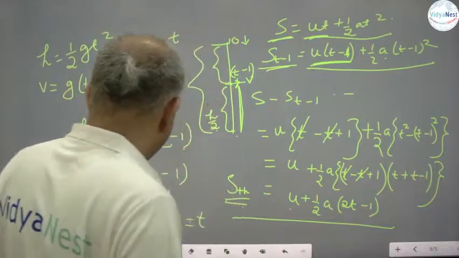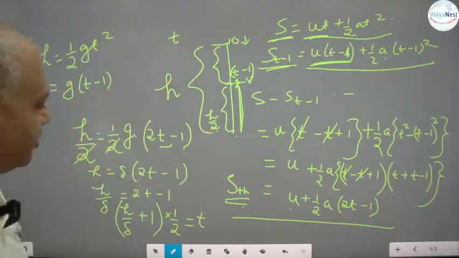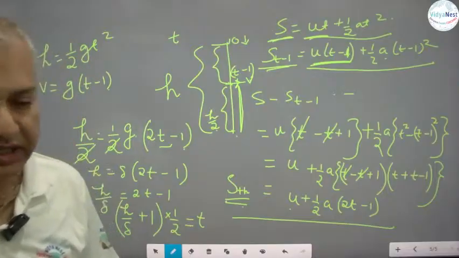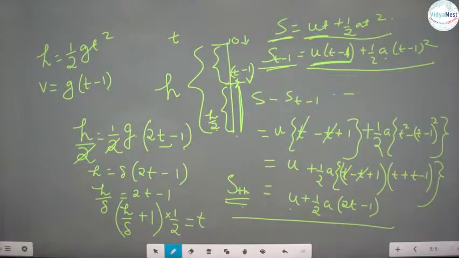Okay, if the information of the h is given, we can immediately put the value of the h, and we can find this also.